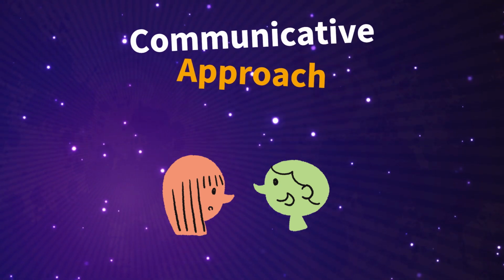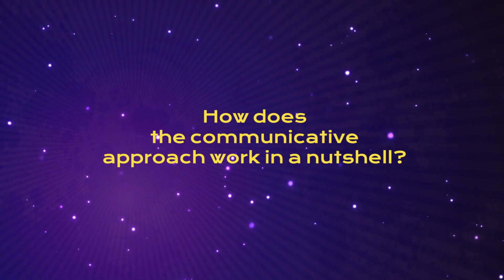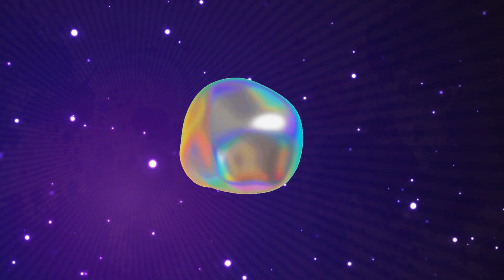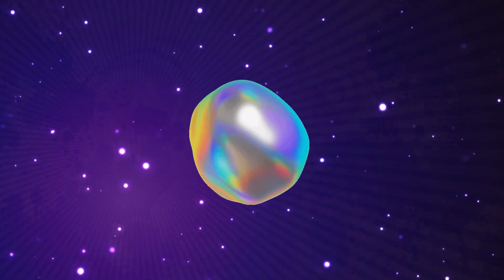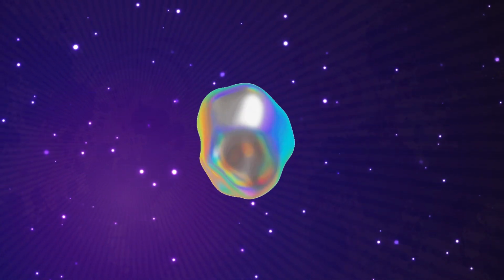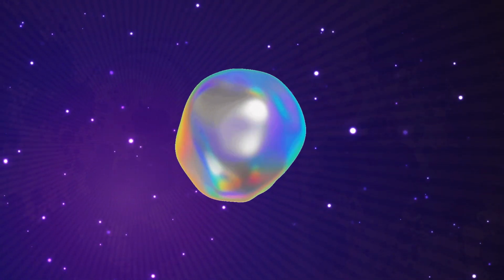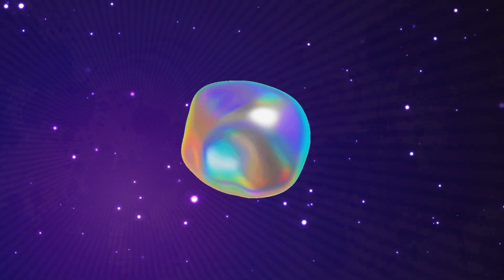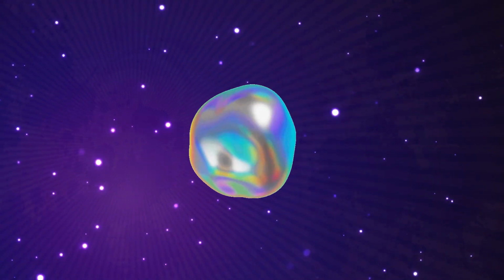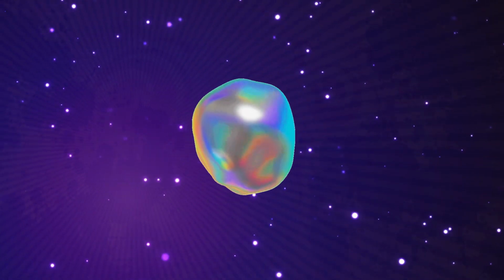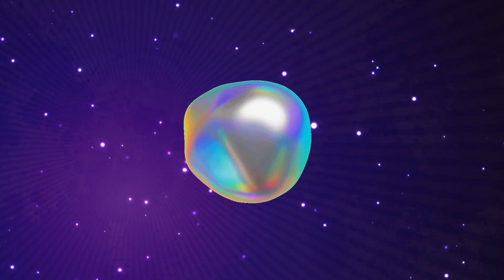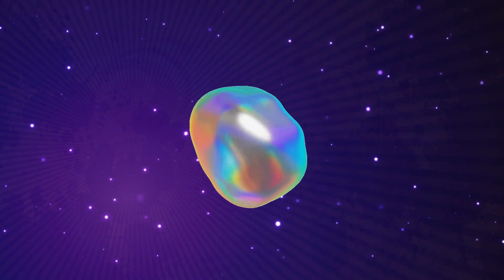How does the communicative approach work in a nutshell? Its primary objective is to develop the ability to communicate effectively in real-life situations. It involves the use of authentic language that is used by native speakers in various contexts. As language is taught in context, this means that students learn language through situations and scenarios that reflect real-life communication.